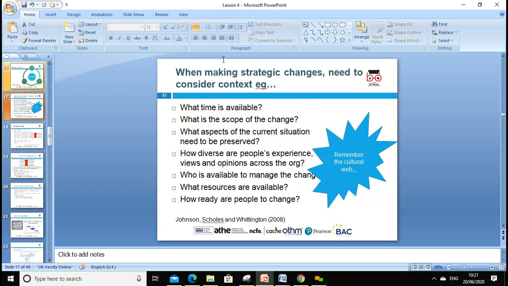some things need to be considered. What do we need to consider? What time is available? How much time? What is the scope of the change? You want to change. Why do you want to change?